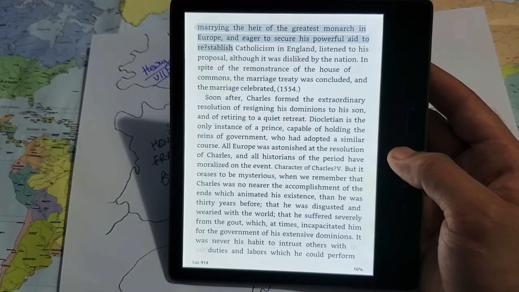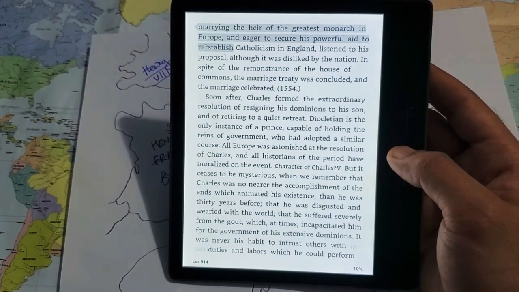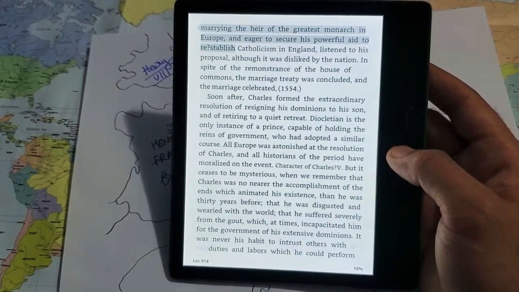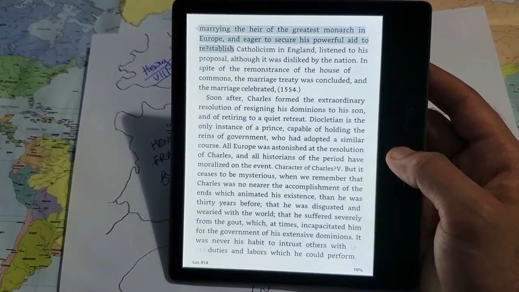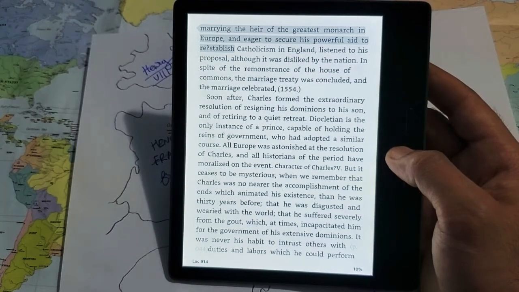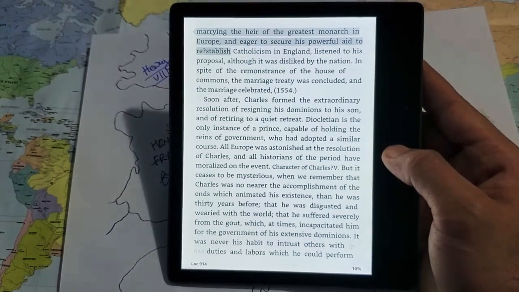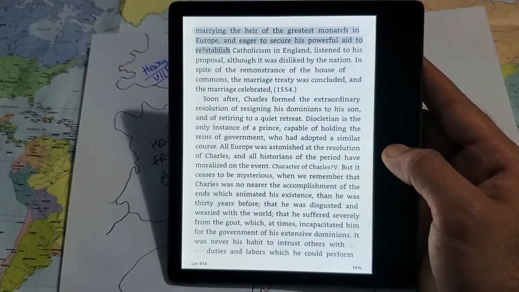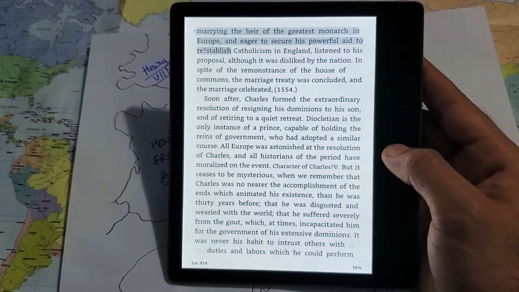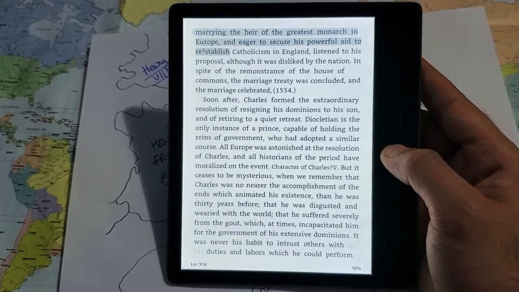Diocletian is the only instance of a prince capable of holding the reins of government who had adopted a similar course. That, of course, was the Roman emperor who stepped down, I think. All Europe was astonished at the resolution of Charles, and all historians of the period have moralized on the event. But it ceases to be mysterious when we remember that Charles was no nearer to the accomplishment of the ends which animated his existence than he was 30 years before. So he's been fighting for 30 years and he hasn't gained any territory.